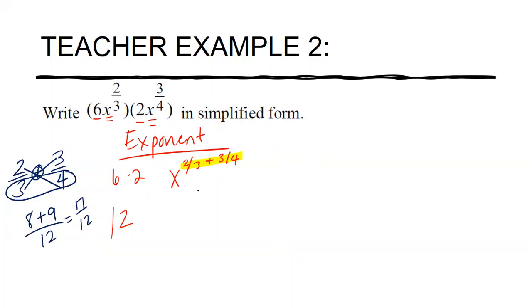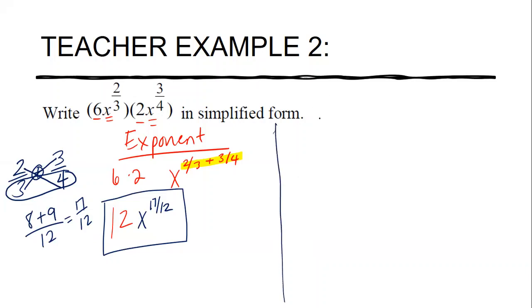Okay, so what is 2/3 plus 3/4? 17/12. So we have x to the 17/12. And this is your exponent form of it, simplified as much as it can get. Your fraction is reduced, your numbers are combined, right? All right, so we're going to do the radical form of it.